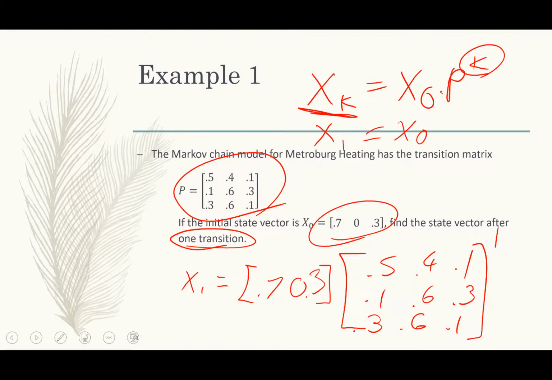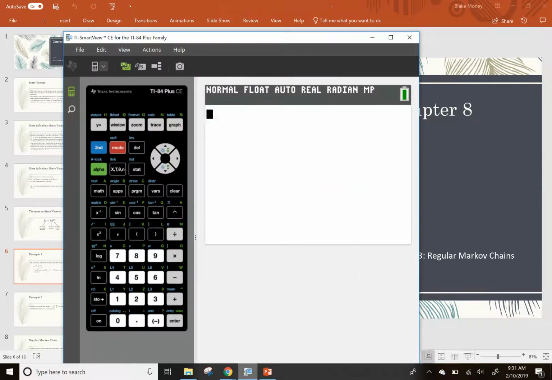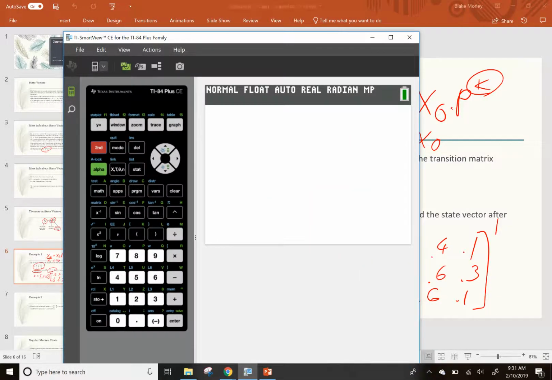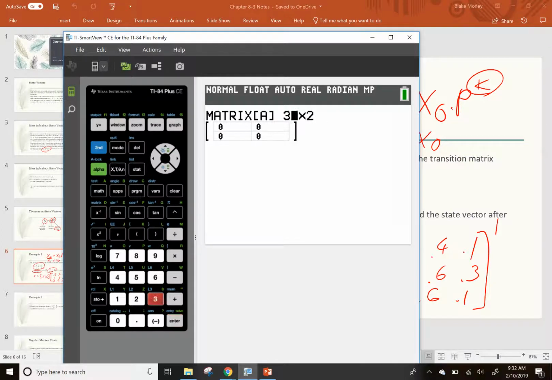So let me close this. I'll go ahead and keep that on the screen for now. But we're going to go to our calculator. We're going to type in our matrices. So remember, second and that key gets us our matrix menu. We're going to go to edit, and we're going to put in a 3 by 3.